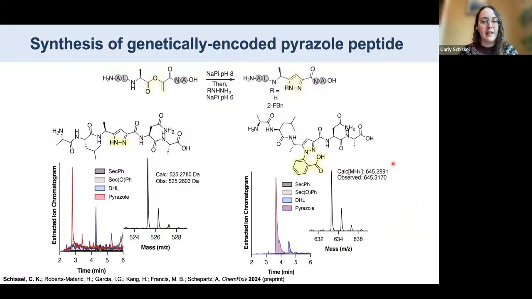That DHL peptide can then be labeled with a variety of hydrazines in order to form the pyrazole peptides. And so with that, this shows that we can generate pyrazole-embedded backbone peptides using the genetic code and using the ribosome.